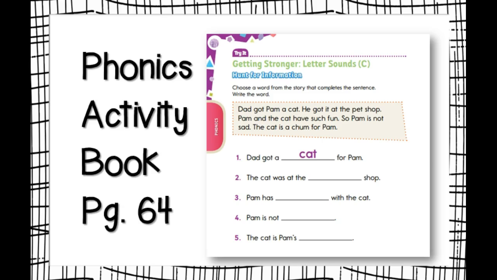The last offline activity for this lesson is to find Activity Book page 64 and complete this activity with your student. When you complete this workbook page, return to the online portion of the lesson to play a game to practice letter sounds and then read a story.